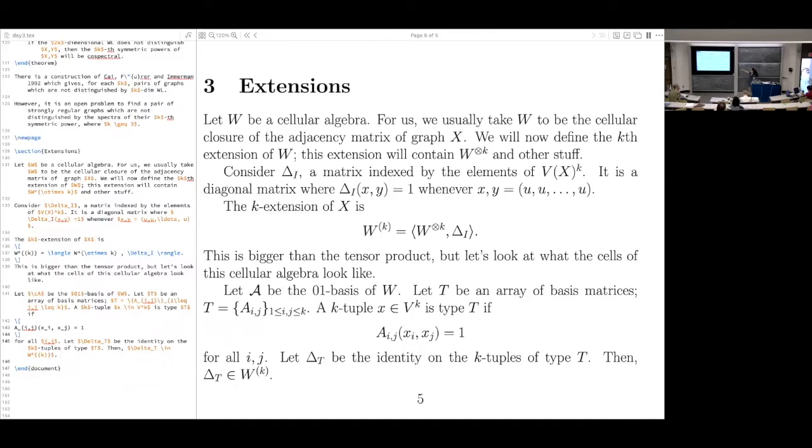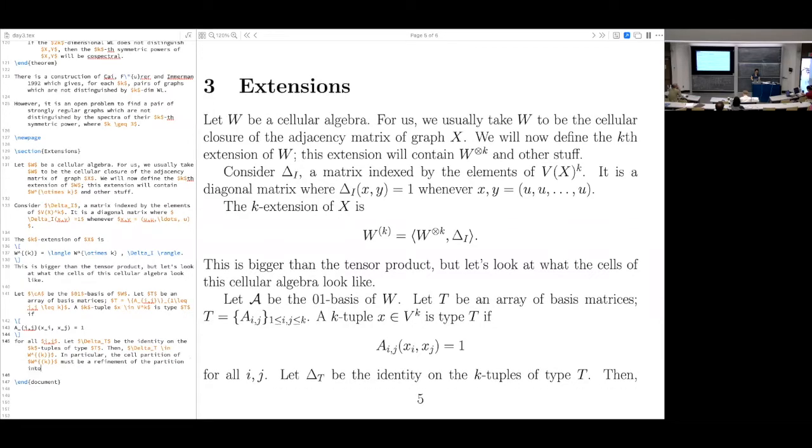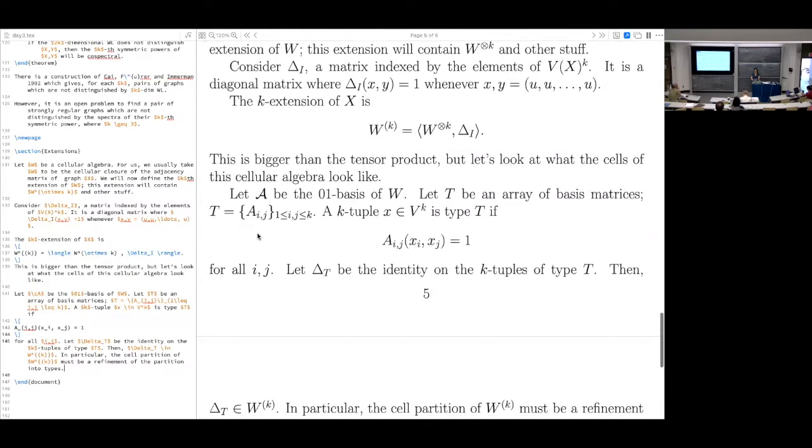If you look at this, each of these will be a diagonal matrix, and they will all be in this extension, the kth extension. So whatever the cells of this extension are, that partition of the k-tuples has to be a refinement of this partition. All the cells of the partition must have the same type. So in particular, the cell partition of W to the k must be a refinement of the partition into types. And now you have a lot of types, because there are a lot of ways to order the basis elements to make these arrays of basis elements.